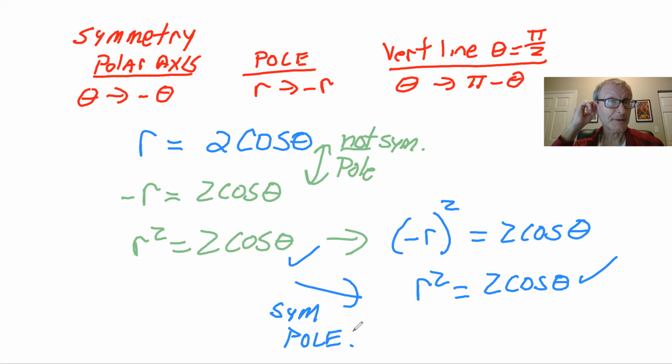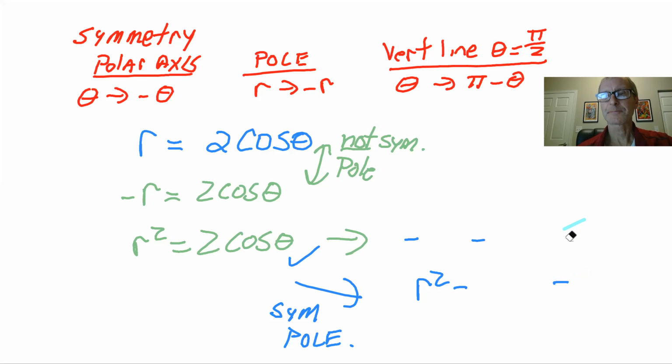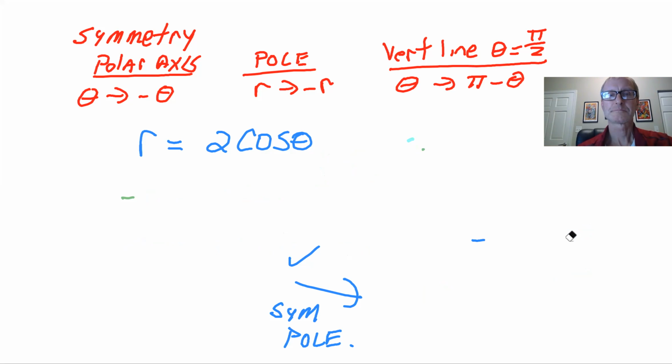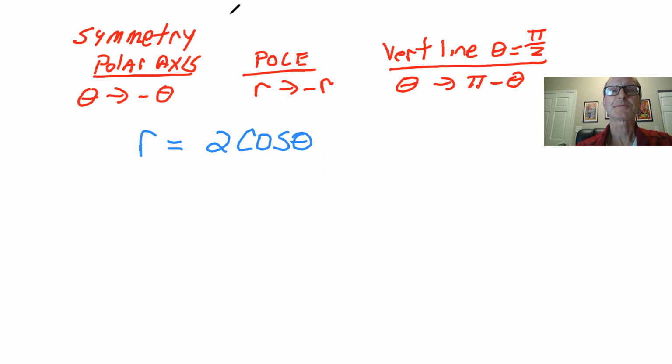Let's take a look at the last one, which would be the vertical line symmetry part of it. And let's take a look at a couple of equations. And this one's a little bit trickier. So let's take a look at this one, see what this one gives us. So say you want to replace theta with pi minus theta. So you have r equals 2 cosine of pi minus theta.